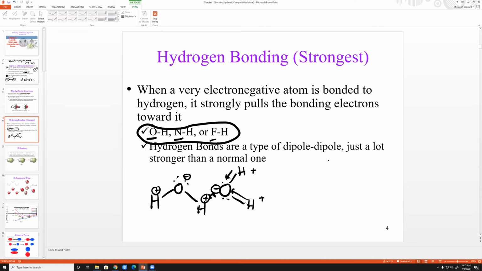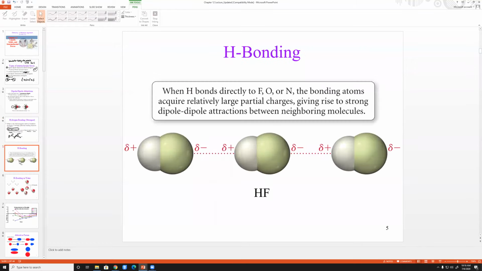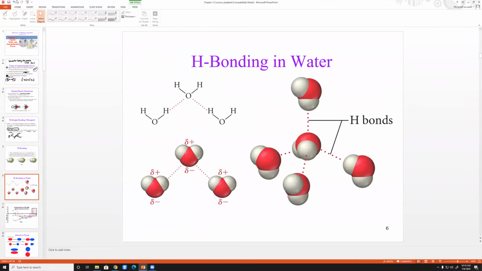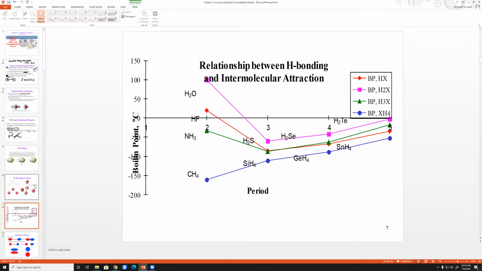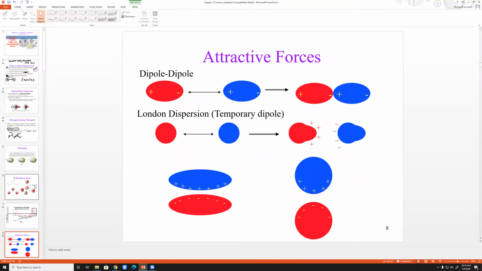So yeah, they're just like dipole-dipole, just a lot stronger than normal ones. All right, any questions on that? And here's a representation of hydrogen bonds with hydrofluoric acid. Same thing with water. You see how the positive hydrogens align with the negative oxygens. All right, cool. So don't worry about that.